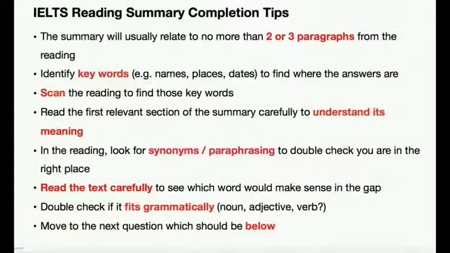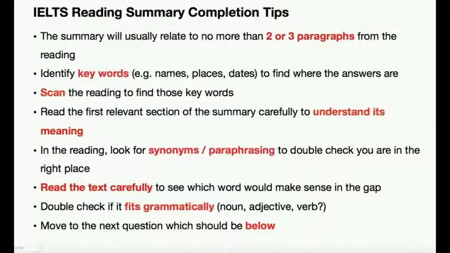Firstly, remember the summary will usually relate to no more than 2 or 3 paragraphs from the reading. So to find those paragraphs, the second thing you need to do is identify key words, for example, names, places and dates. You need to do that, otherwise you're going to spend too long looking through the reading and waste time trying to find where they are. Identifying key words lets you identify quickly where they are in the reading. So to do that, thirdly, you scan the reading to find those key words in the text.